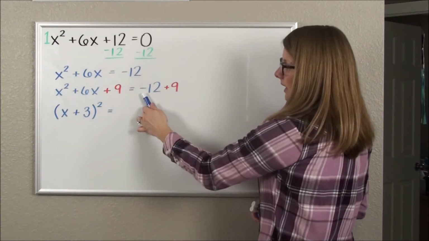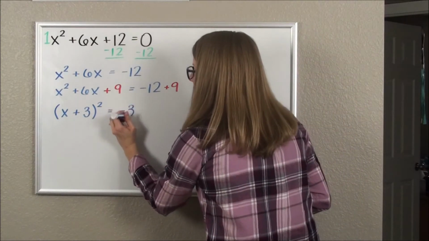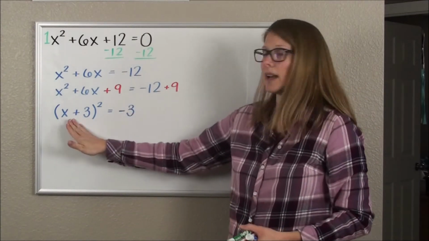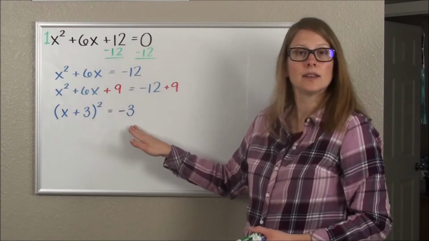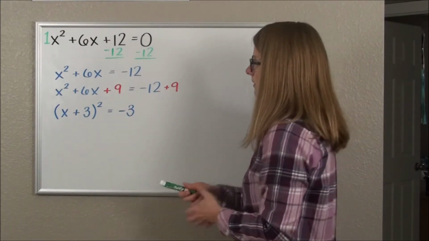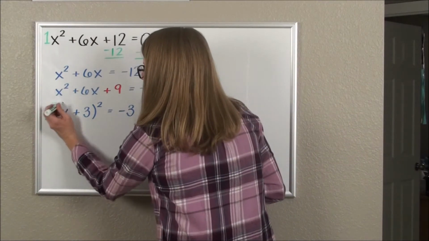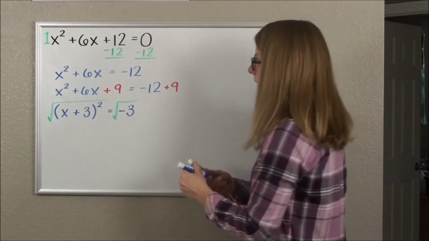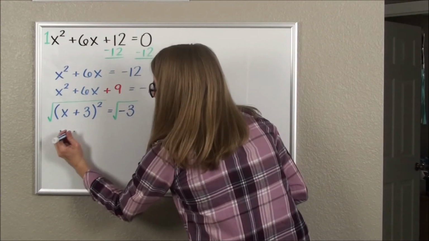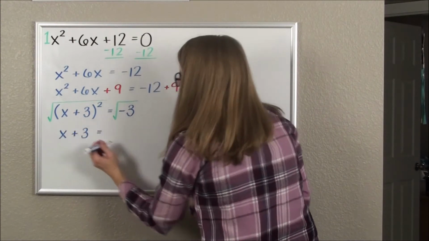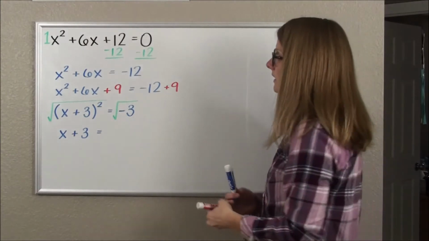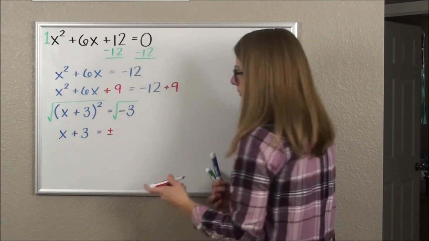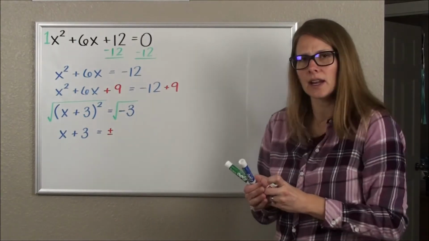On the right, negative 12 plus 9 gives me negative 3. And so again, I've created a scenario by adding the 9 to both sides where I now have something squared equals a number. So now I can square root both sides. The square root will undo the square, leaving me with x plus 3 on the left. Again, keep in mind that as soon as the square disappears from that left side, a plus or minus must appear on the right.